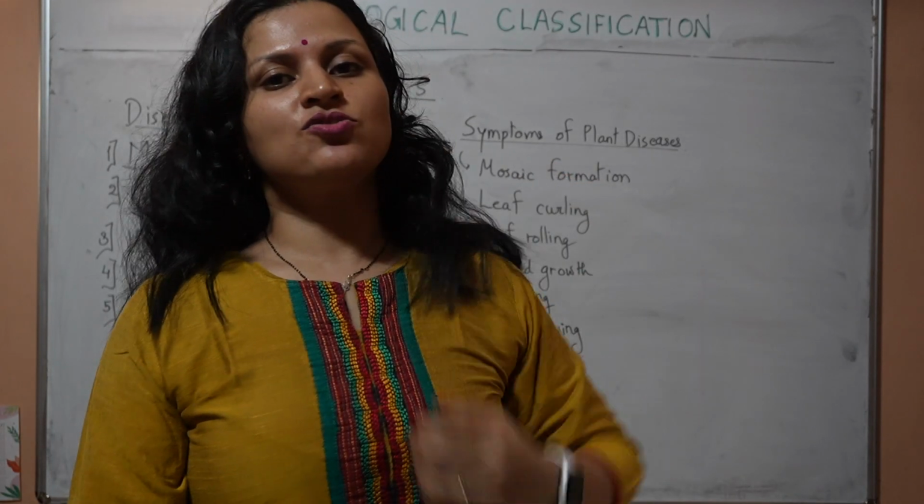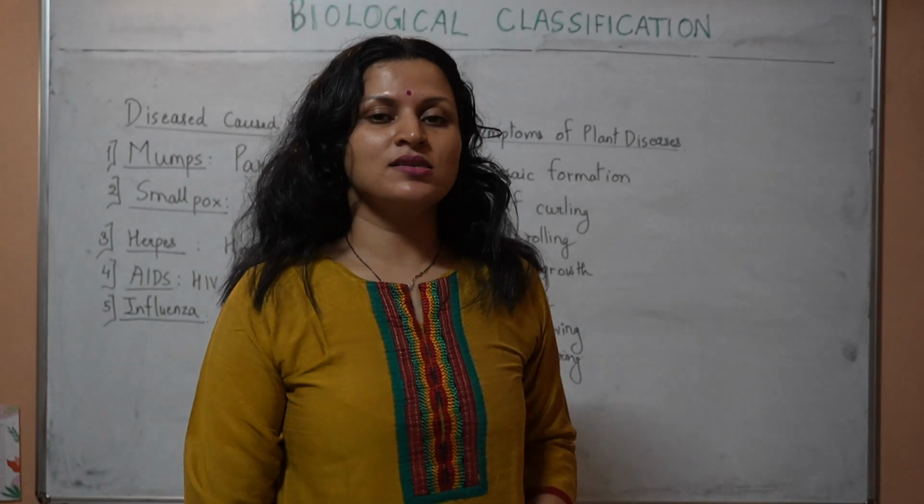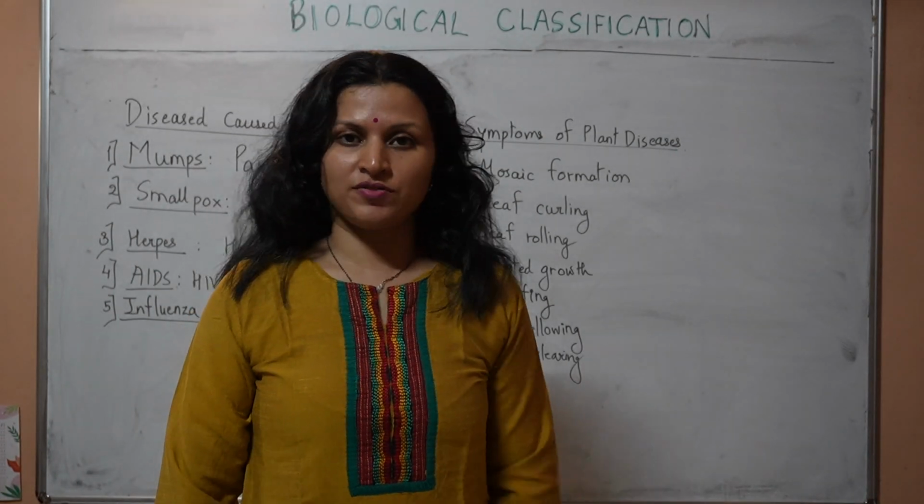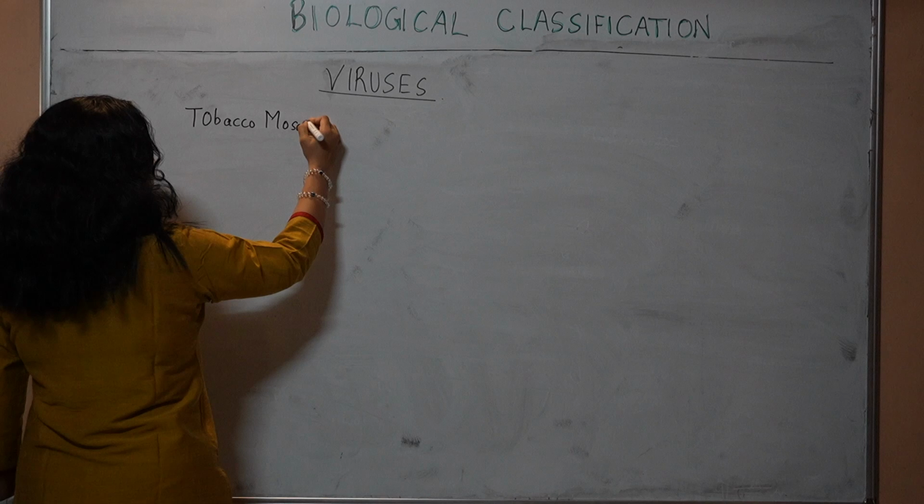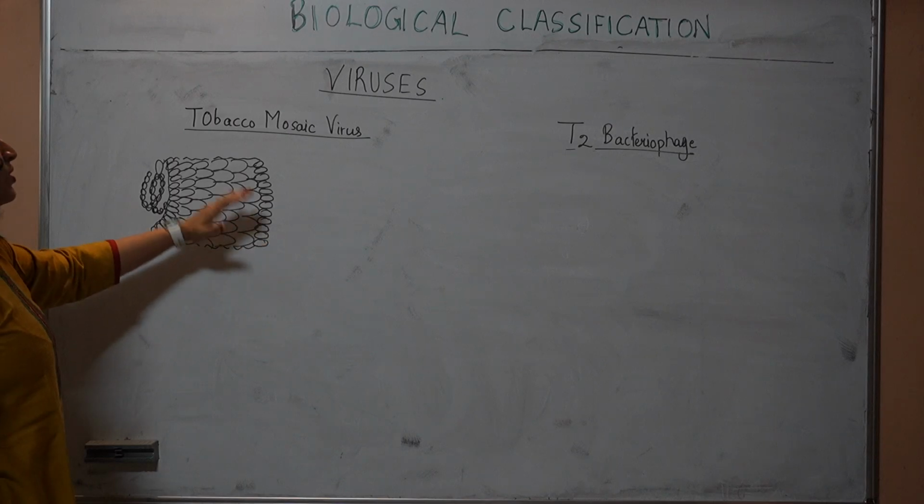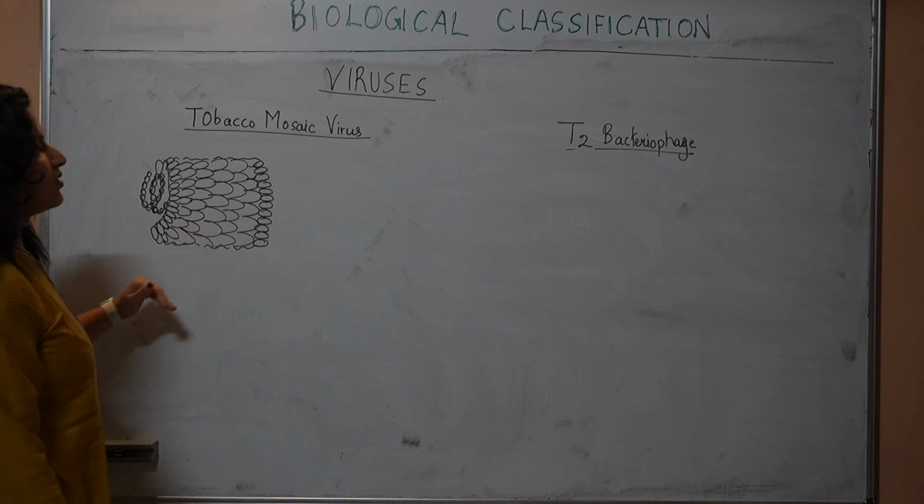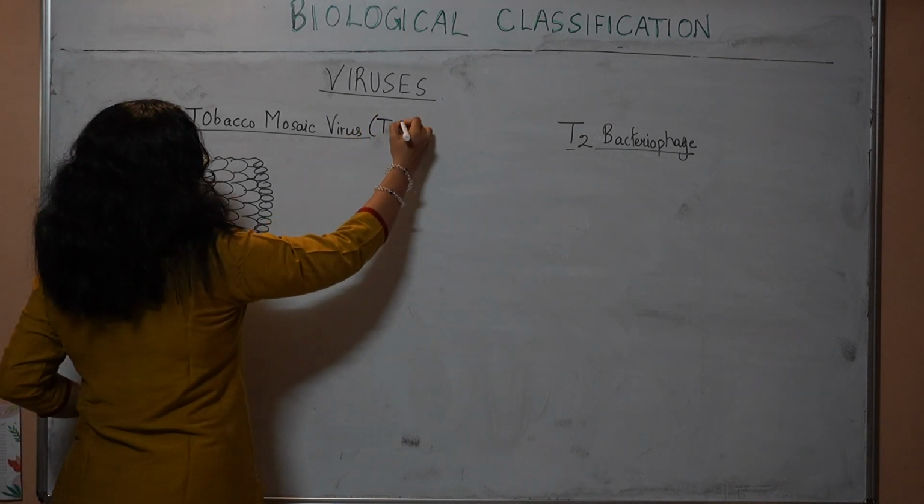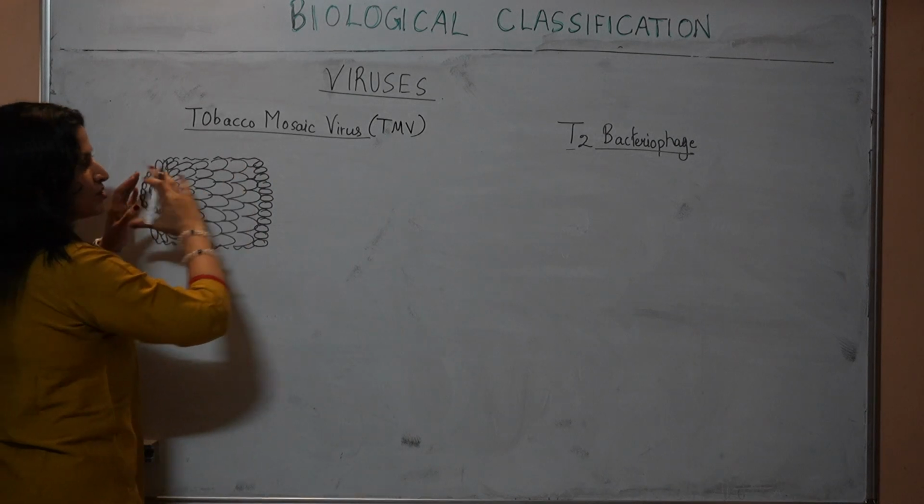Next, we are going to do the structure of two important viruses, that is TMV and T2 bacteriophage. Tobacco mosaic virus and T2 bacteriophage. So what you're looking at is the tobacco mosaic virus, also short formed as TMV. It's just a section of this long virus.